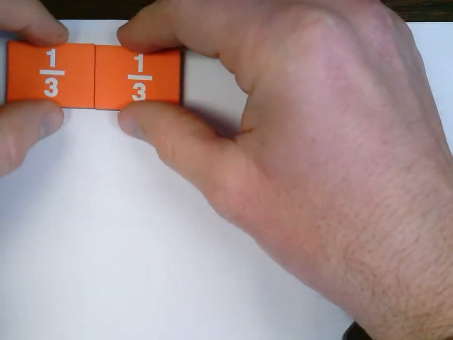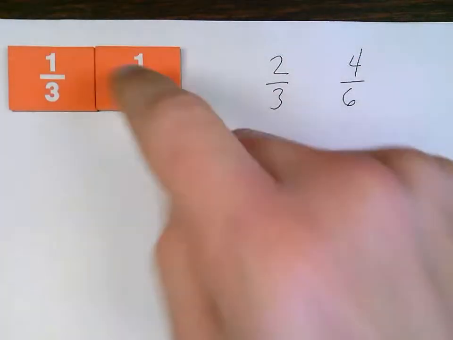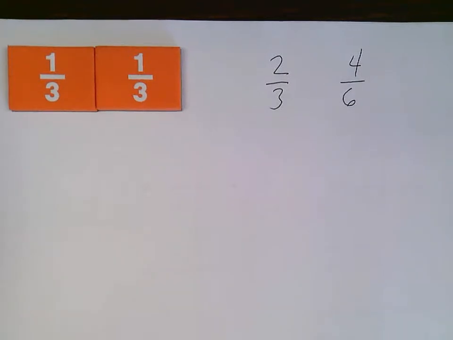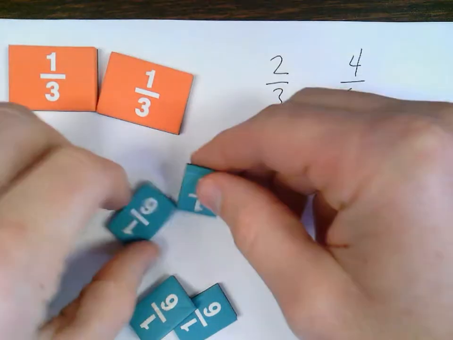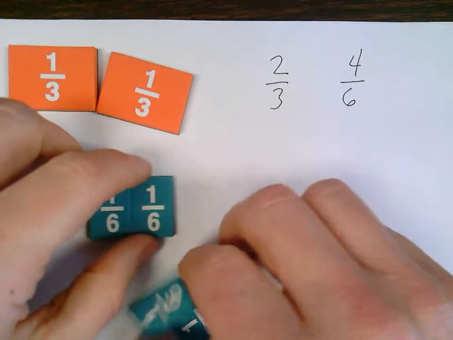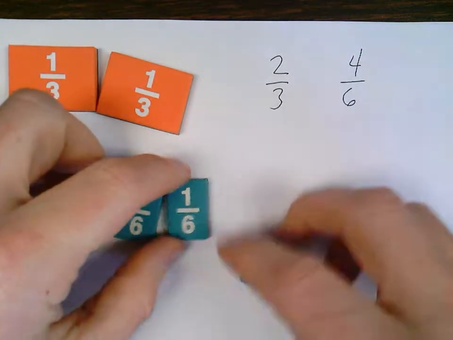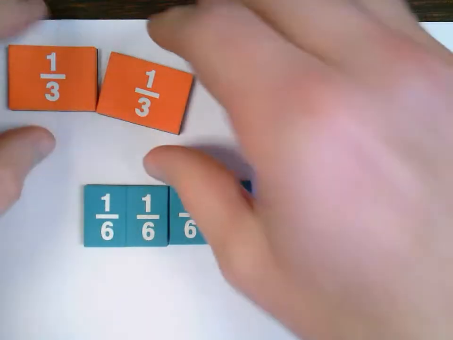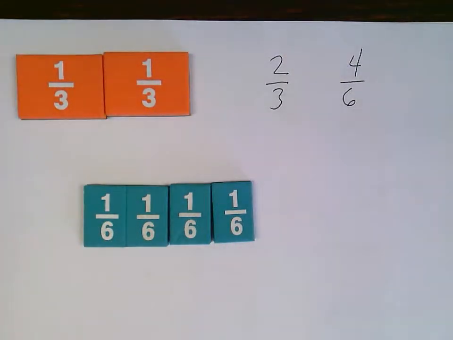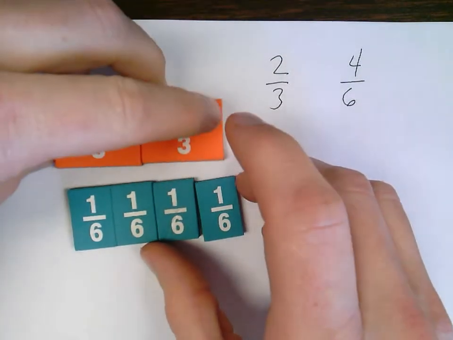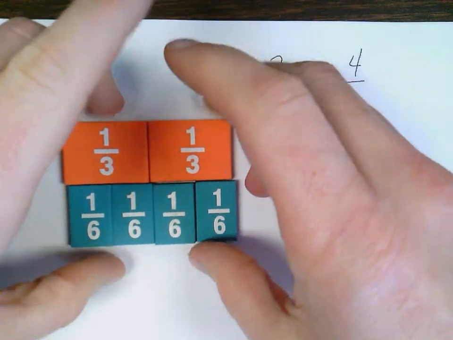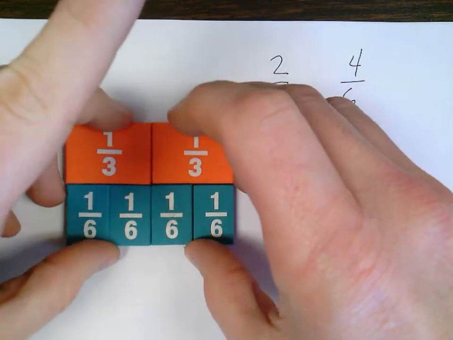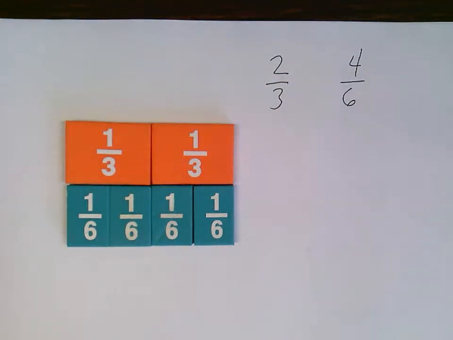One is, here is my 2/3, 1/3, 2/3. Here is my 4/6, 1, 2, 3, and 4. So I have 2/3 there, I have 4/6 there. If I line those up, that shows me that those two fractions are exactly the same. So that's visual proof that 2/3 equals 4/6.